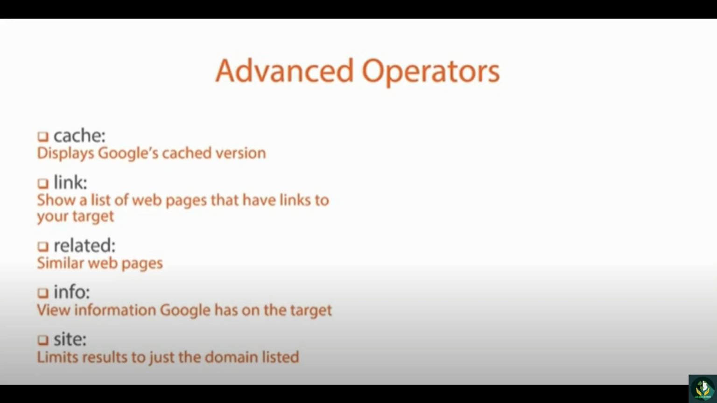What is SEO? Search engine optimization. Now have a look at advanced operators. Cache: display Google's cached version. Link: show a list of web pages that have links to your target. Related: similar web pages. Info: view information Google has on the target site. Site: limits results to just the domain listed.